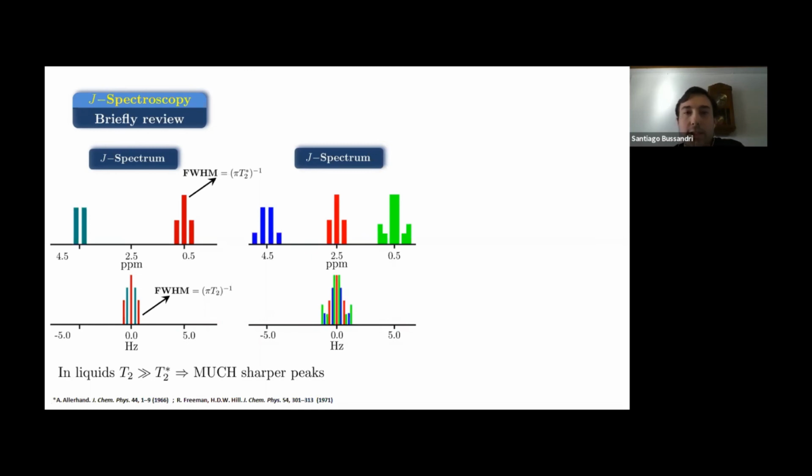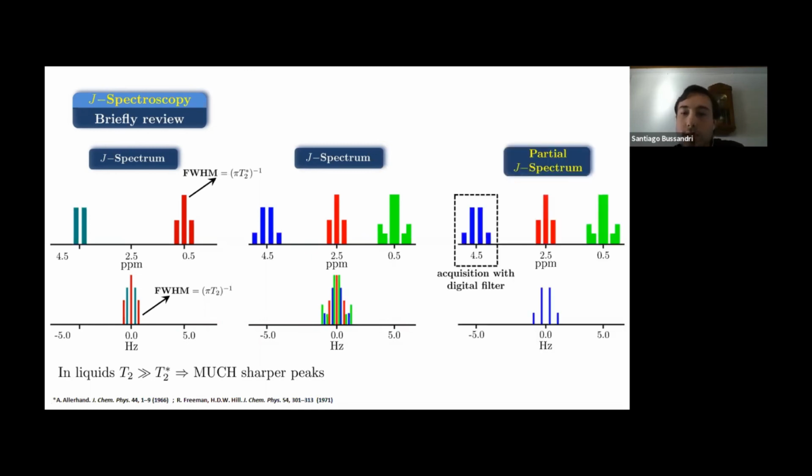So there is an elegant solution to this, and that is to perform the sequence as before, but do the acquisition applying a digital filter on the desired frequency that you want to see. That will result in this multiplet, the multiplet inside the acquisition filter, collapsing at zero frequency. This is called partial J spectroscopy.